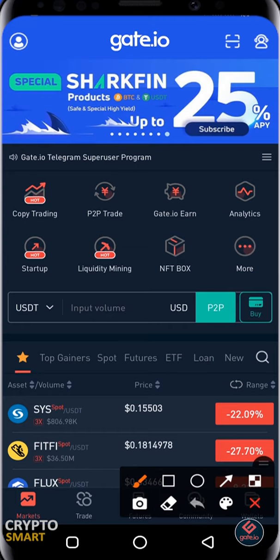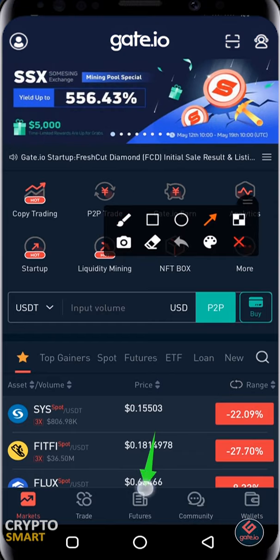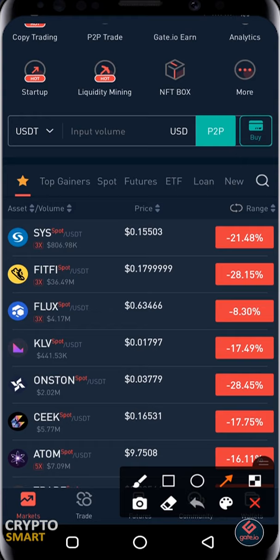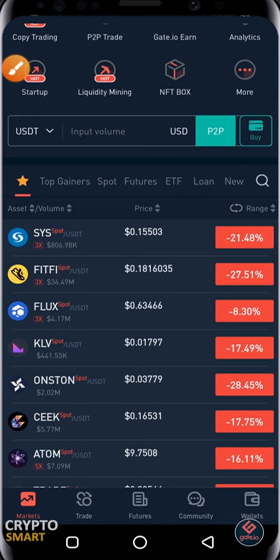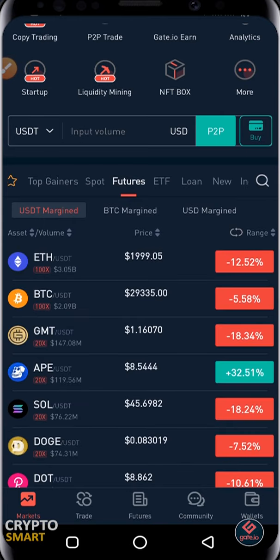So as you can see here, at the bottom of my screen, I have futures. So aside from accessing futures through there, you can also click on the icon here to see some of the coins that are trading on futures. If you click it, it should open a whole list of futures markets.